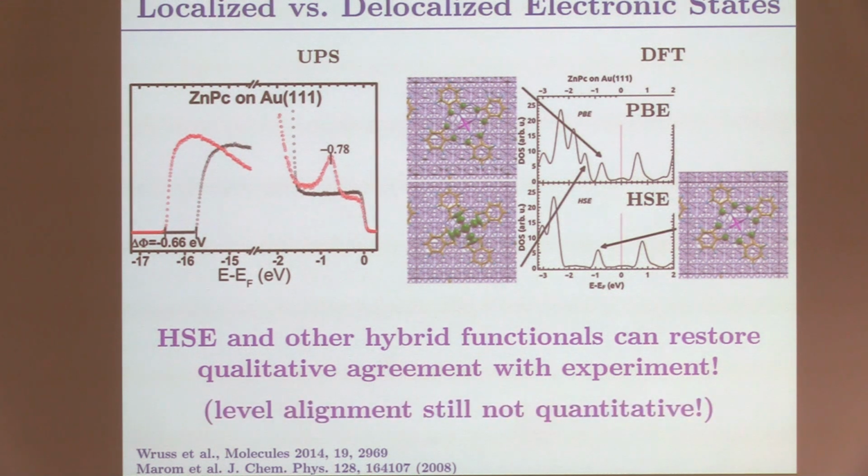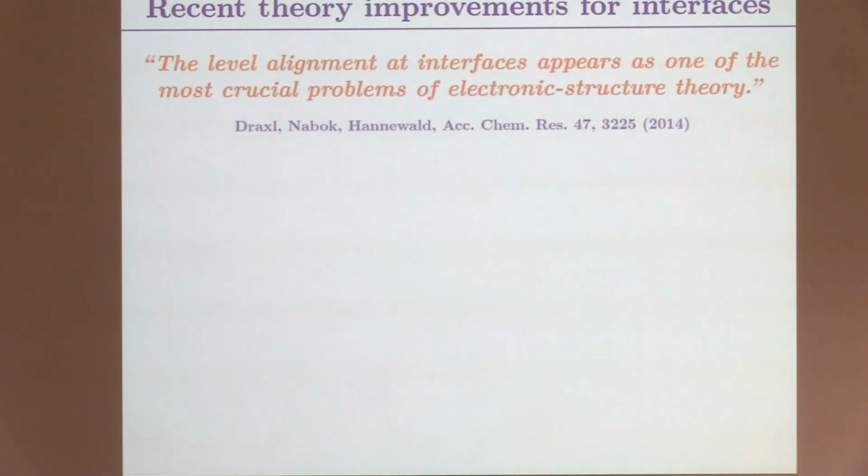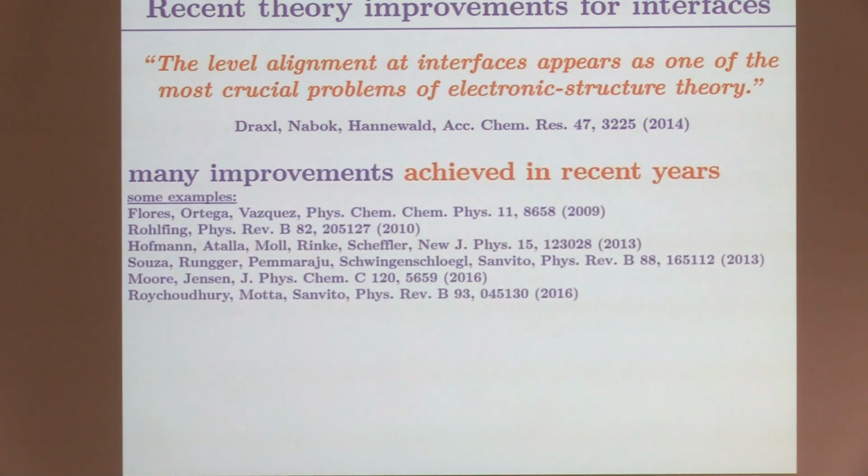Now, the level alignment is still not quantitative. Sometimes you find errors of HOMO levels on the order of 1 electron volt with respect to the experiment, as I've shown you. So it's really been a long challenge for theory to come up with new and improved schemes of how to predict level alignment at interfaces, as has been emphasized, for example, in this review article. Many improvements were achieved in recent years by combining different schemes by which we can correct DFT for the errors I've emphasized, the gas phase and the screening errors.